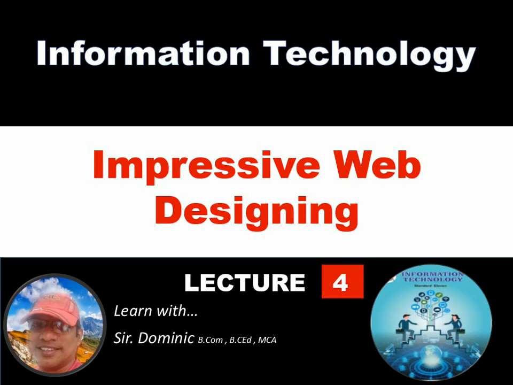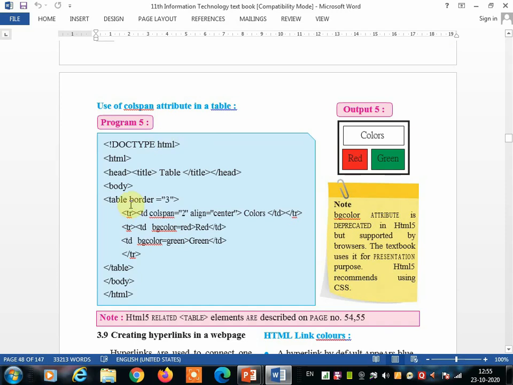In today's lecture you are going to learn how to give color to the cell in a table. So let's begin. In your textbook, program number 5 shows how to give color to the cell. In the last lectures we learned how to merge the column by using the colspan attribute and how to merge the row by using the rowspan attribute. In this lecture we will learn how to give background color to the cell. So let's start writing the program.